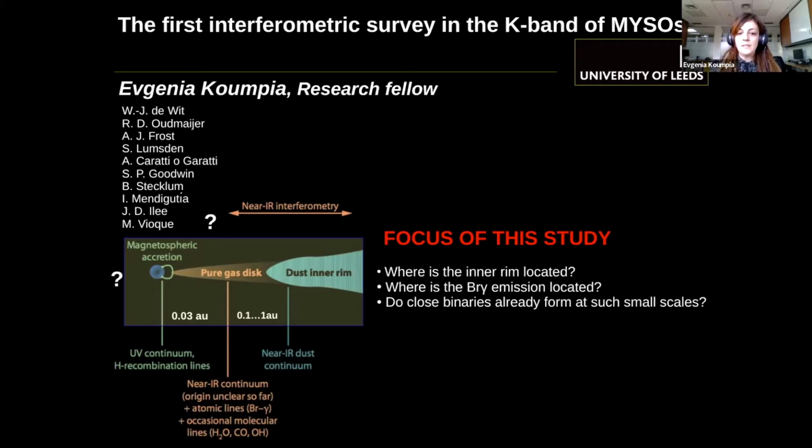Also, we know that massive stars are found in binaries, especially when they are in the main sequence and more evolved phases, yet we don't know how they form. So another question we want to address is, do close binaries that they have found at AU scales already form at those scales, or is this something that happens later in the evolution?